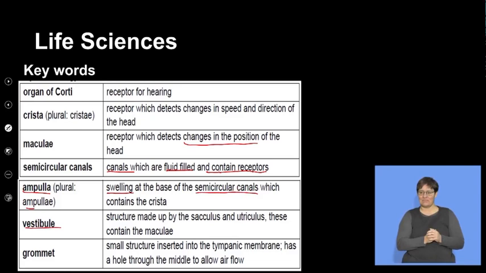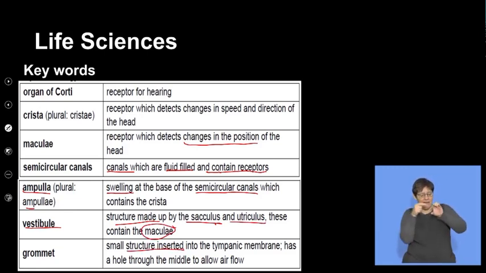Vestibular, we are talking about the structure that is made up of the circular canals and the sacs. These contain the maculae. And then the grommet, this is an instrument that is inserted in the tympanic membrane if you've got a problem with hearing.